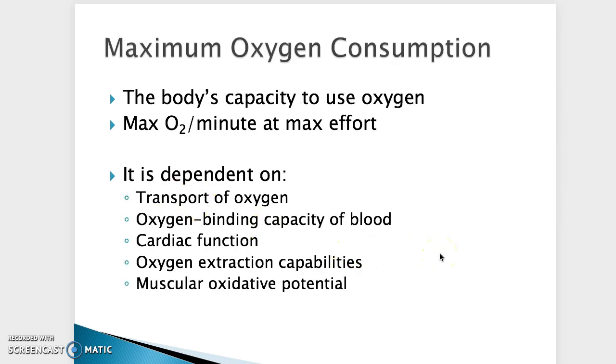All right, so maximum oxygen consumption, or VO2 max, is the body's capacity to utilize oxygen. So it's the max oxygen per minute at max effort. This is dependent on the transport of oxygen, oxygen binding capacity of the blood, cardiac function, oxygen extraction capabilities, and muscular oxidative potential. So all of these factors will determine someone's VO2 max.